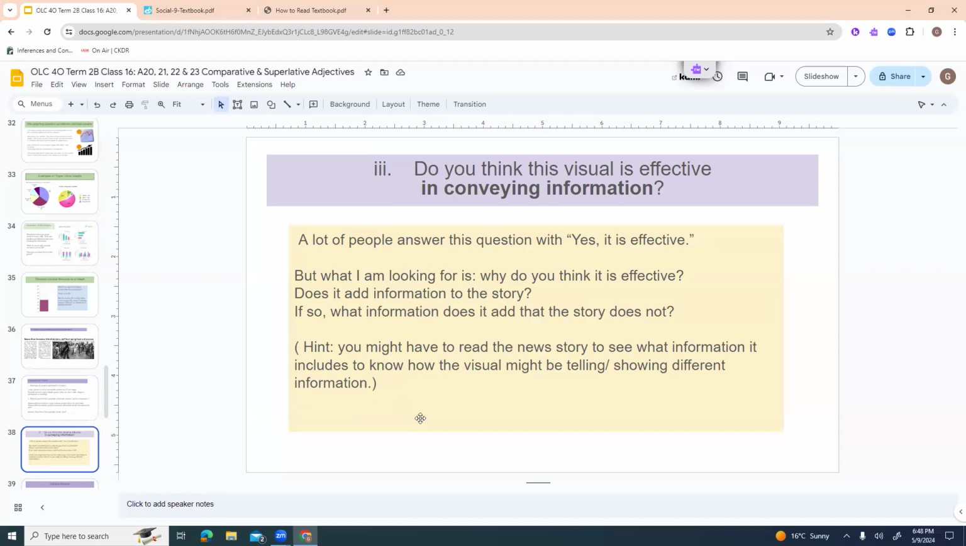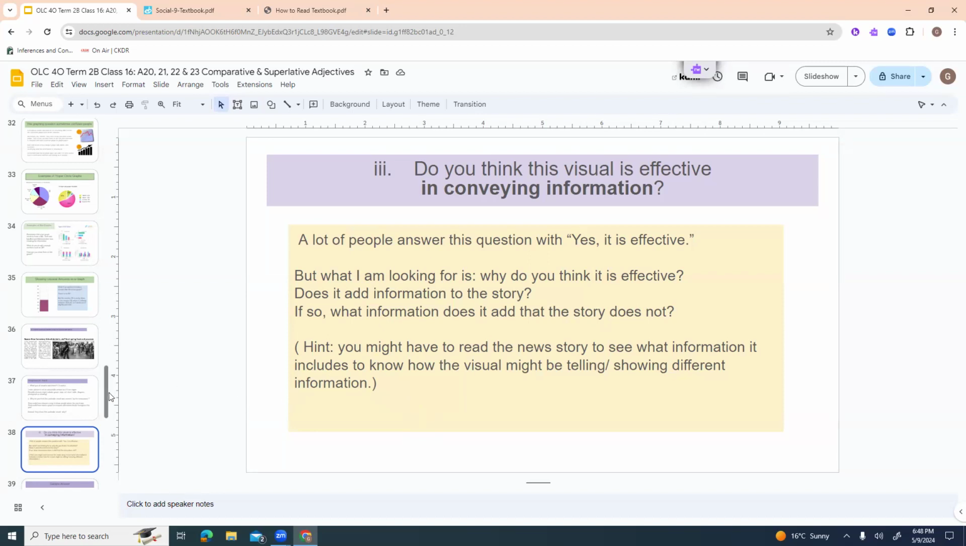And then this last question is the hardest question, right? Do you think this visual is effective in conveying information? This is worth 3 marks. A lot of people will just tell me, yes, it's effective, or no, it's not effective. That's not really what I'm looking for. That'll get you 1 mark. Okay. Why do you think it's effective? Is it adding information to the story? If so, what kind of information is it adding that the story doesn't? So in this case, you might want to read the news story and see what is it telling you that is different than what the visuals are telling you.